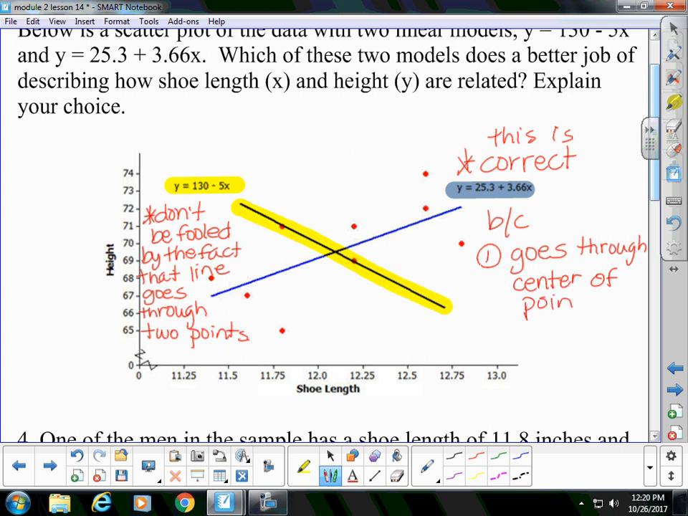And then another reason that it's important to notice is, not only does it go through the center of the points, number two, we said that the points look like they're going in a positive direction, and you'll notice that that equation has a positive slope.